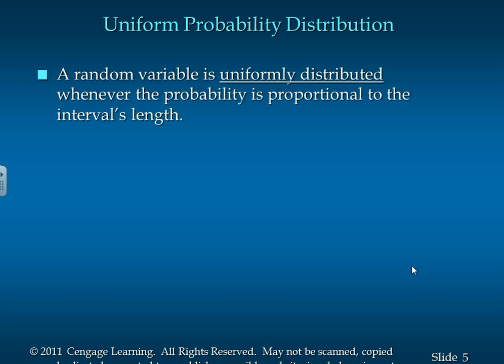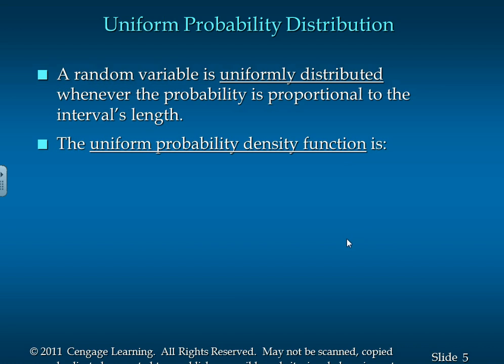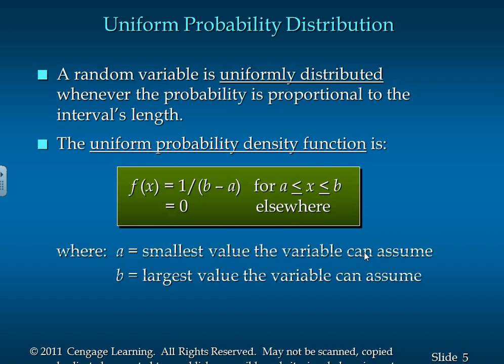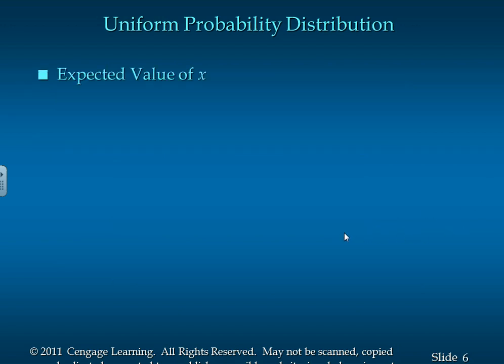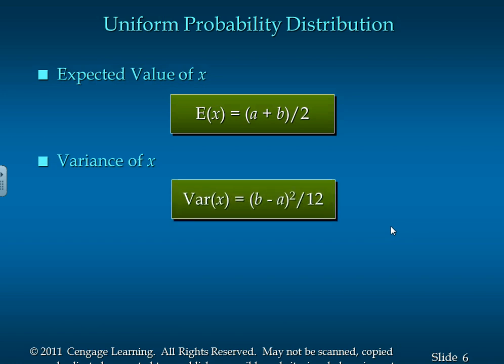Uniform probability could be uniformly distributed whenever the probability is proportional to the length. It could be a density function. So here we have some density function. A is the smallest value, B is the largest, and I go between those two. I have an expected value. If I have uniform probability, which is a rectangular thing, I take the biggest one, the littlest one, I divide by 2. I have a variance. Why am I dividing by 12? I guess I am.